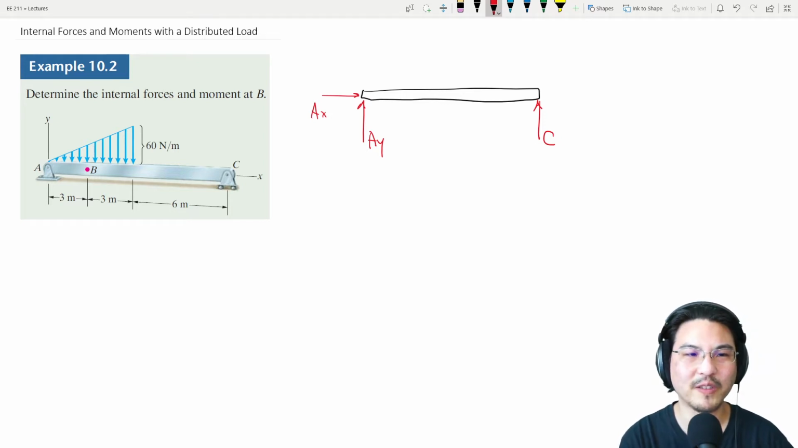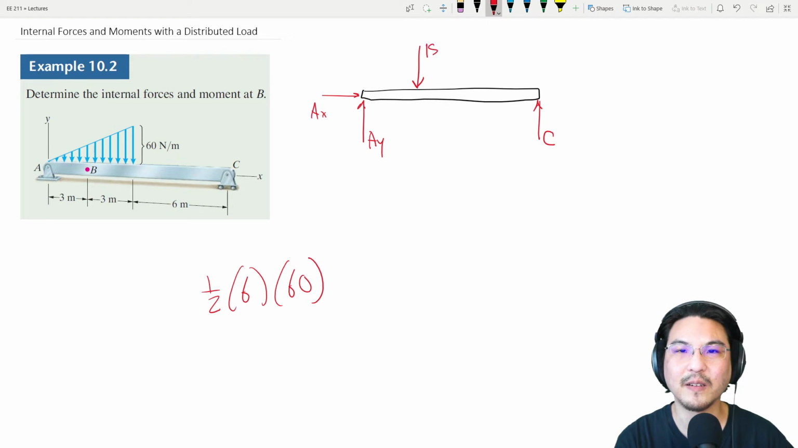Now, you can represent a distributed load as a single discrete force, right? The magnitude of that force is the area of the shape, right? So that's a triangle. That is 6 meters over here. So 1/2 base times height. Okay, so that's 180 newtons.